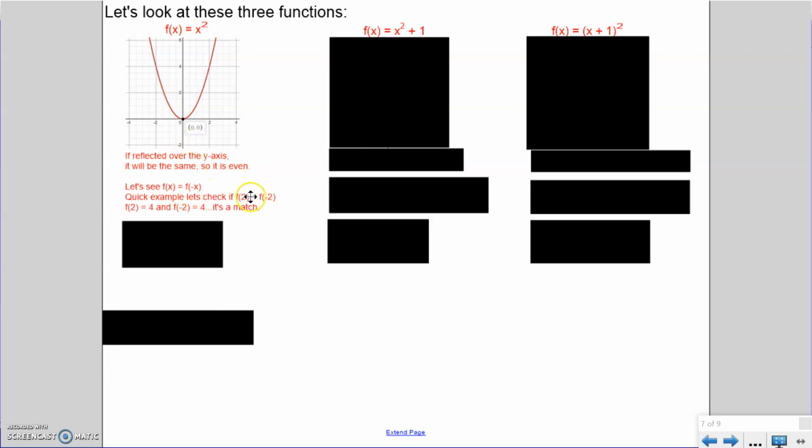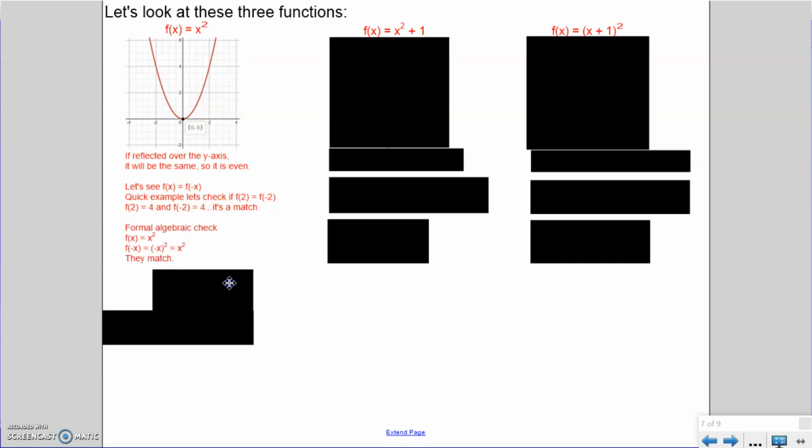So let's check f of 2 and f of negative 2. Well, f of 2, I go to 2 on the graph, it goes up to 4. So f of 2 is 4. If I go f of negative 2, that gives me y value 4. It's a match.